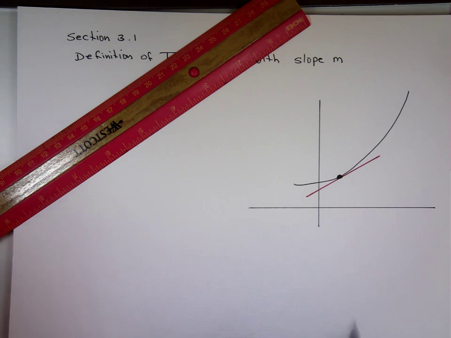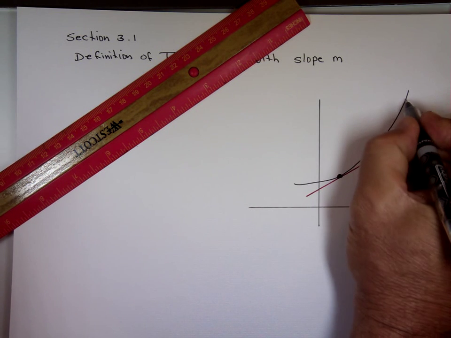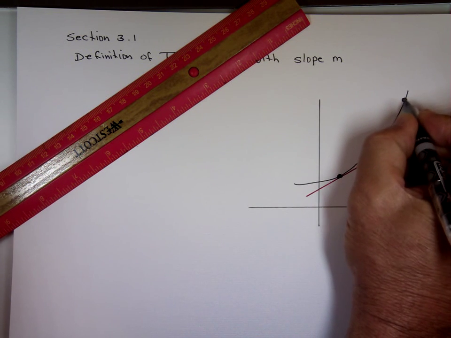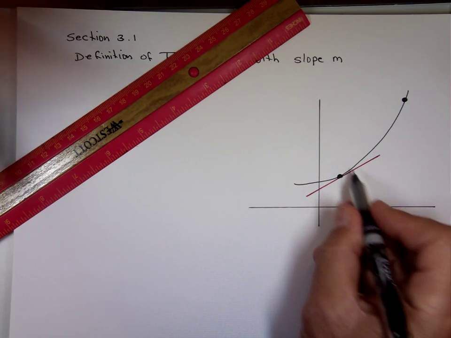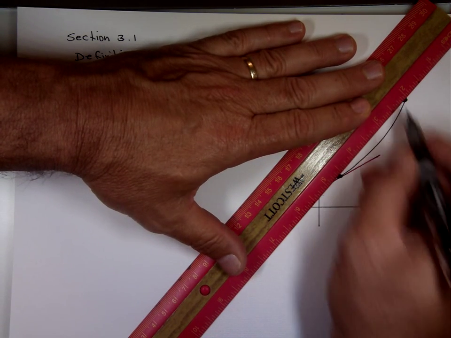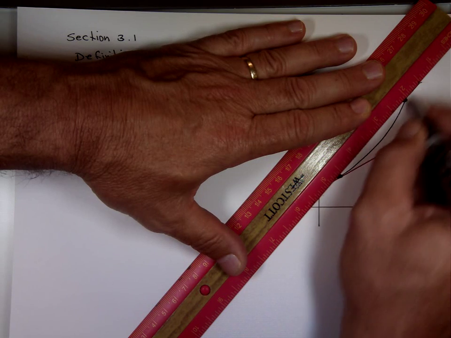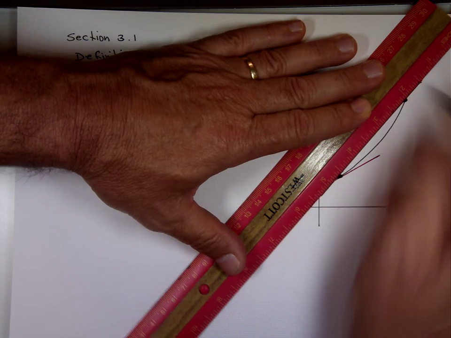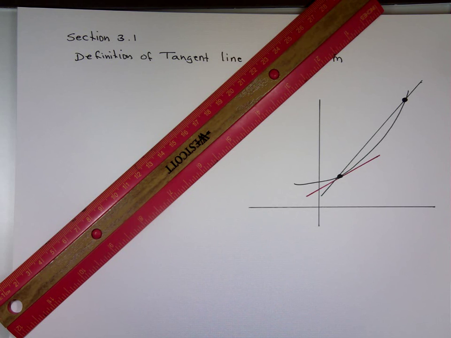Now, one way of doing it is you pick a point here too, and you connect these 2 points with the line, and you find the slope of that. And you go, well, you know what, the slope of this line, it's almost the slope of my red line. Well, do they look like the same slope when you look at that picture? No.